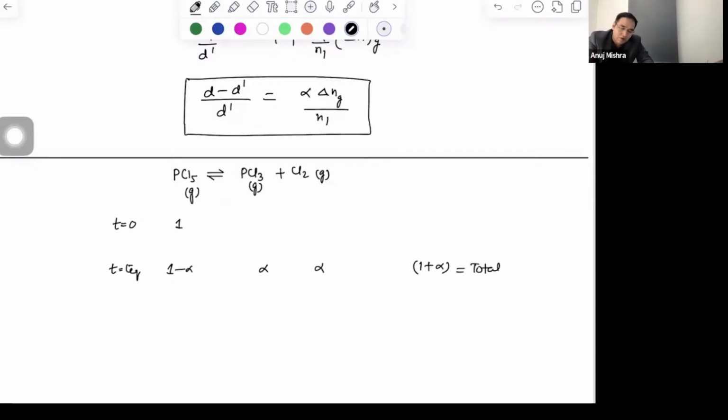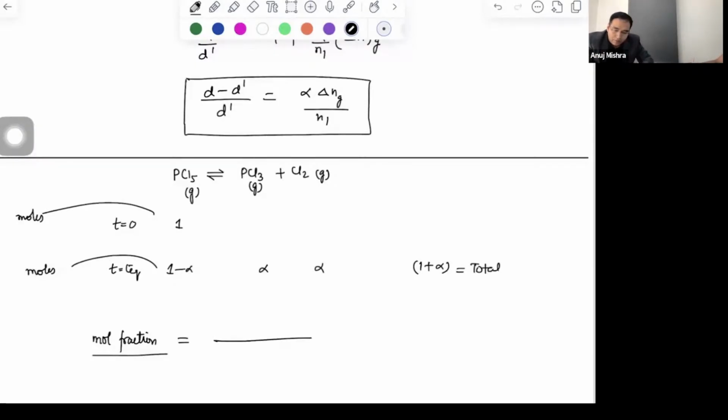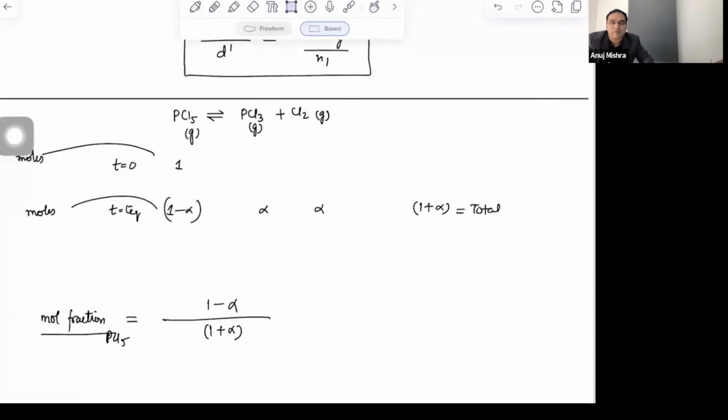Now these are all moles. Remember, these are all moles. How many of you remember what is mole fraction? Mole fraction is defined as the fraction of moles in the given set, right? So the total number of moles I have is 1 plus alpha, and the moles of the first one are 1 minus alpha. So what will be the mole fraction of PCl5? Can you say this number? How about the mole fraction of PCl3?